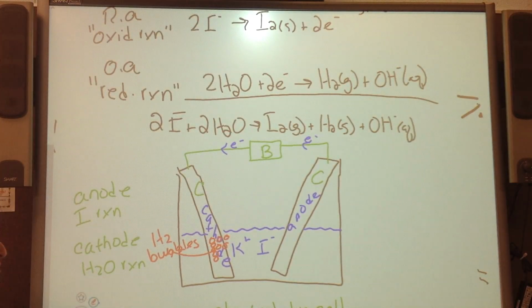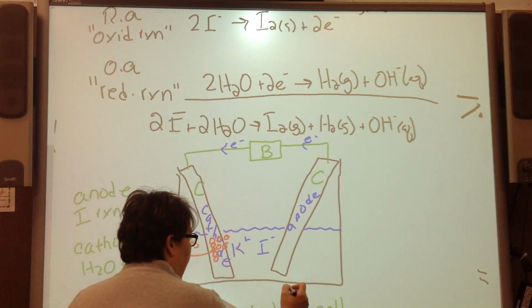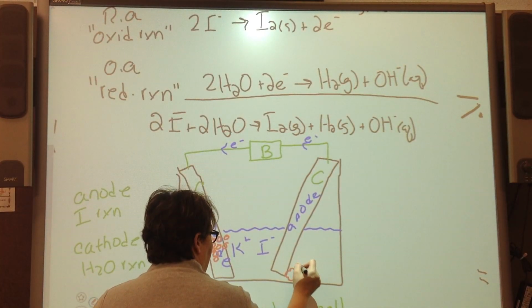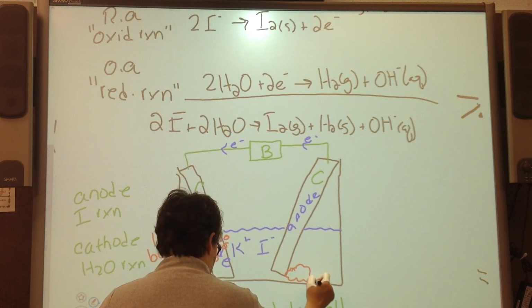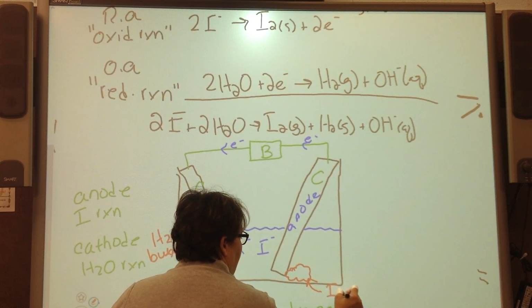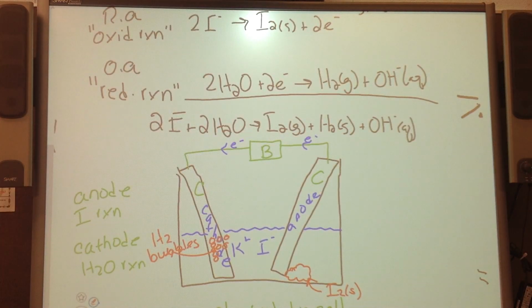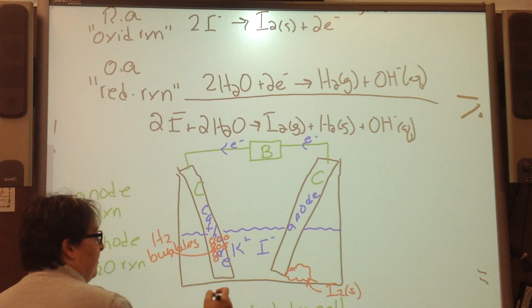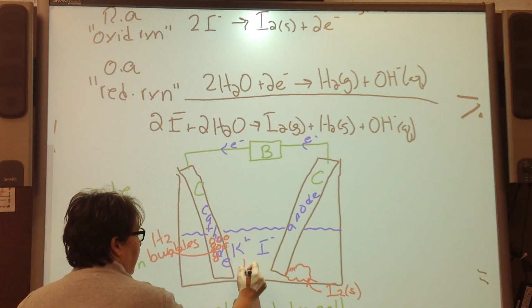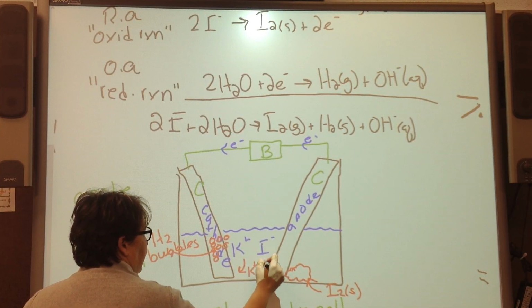We're going to see H2 bubbles forming on there from the water. And down here, we're going to see the I2 solid build up. So K is going to flow this way, and I is going to flow this way.